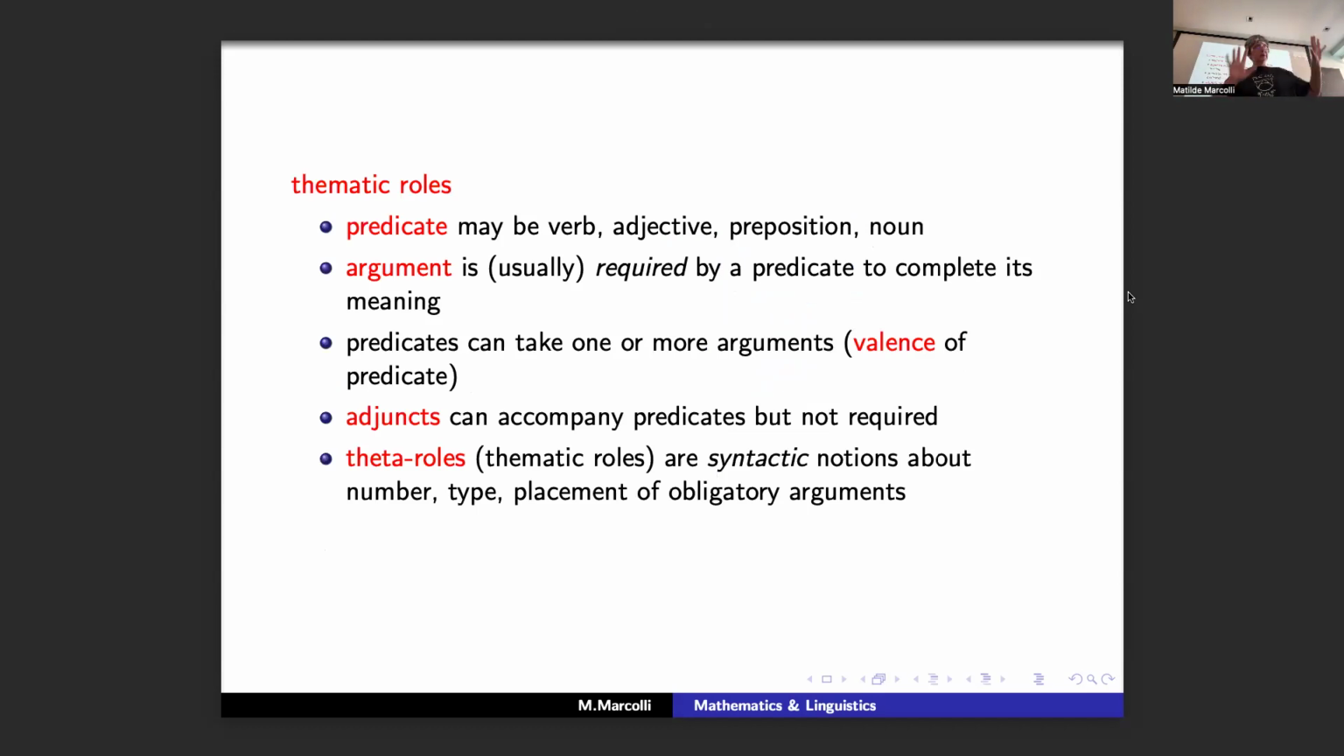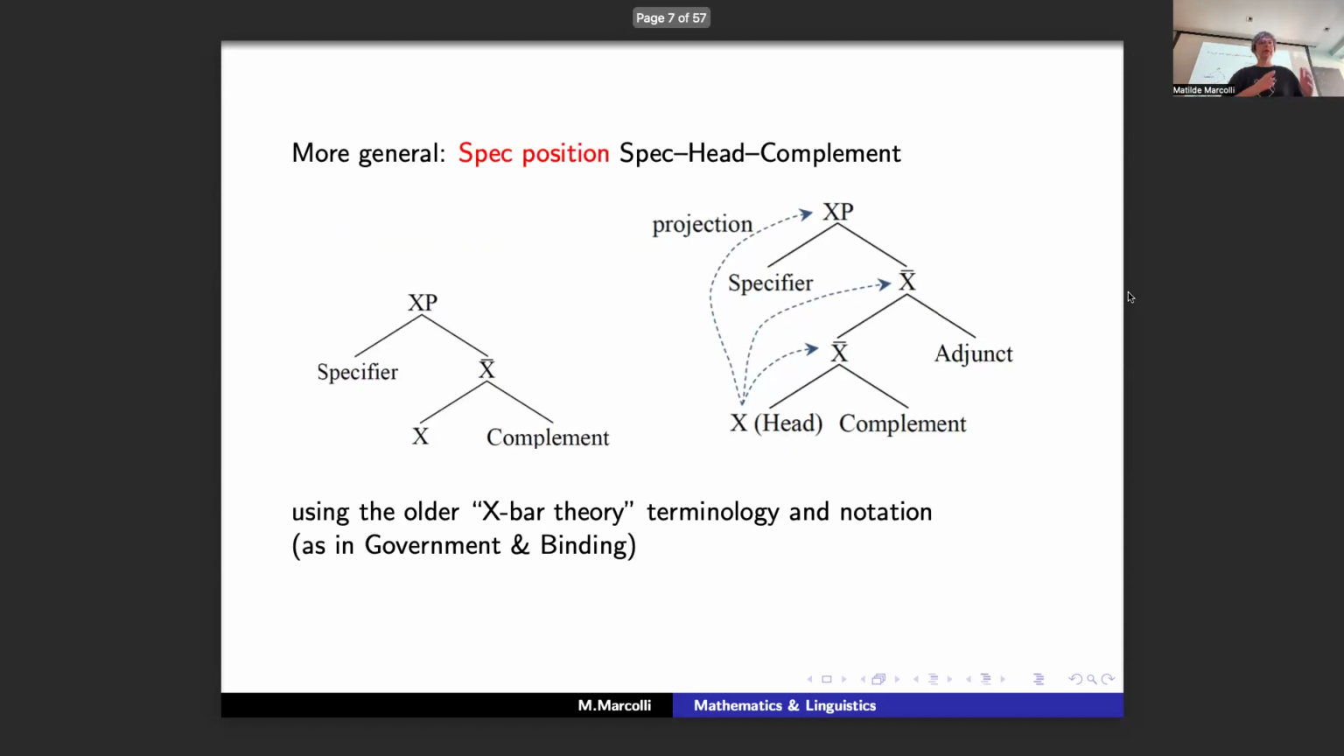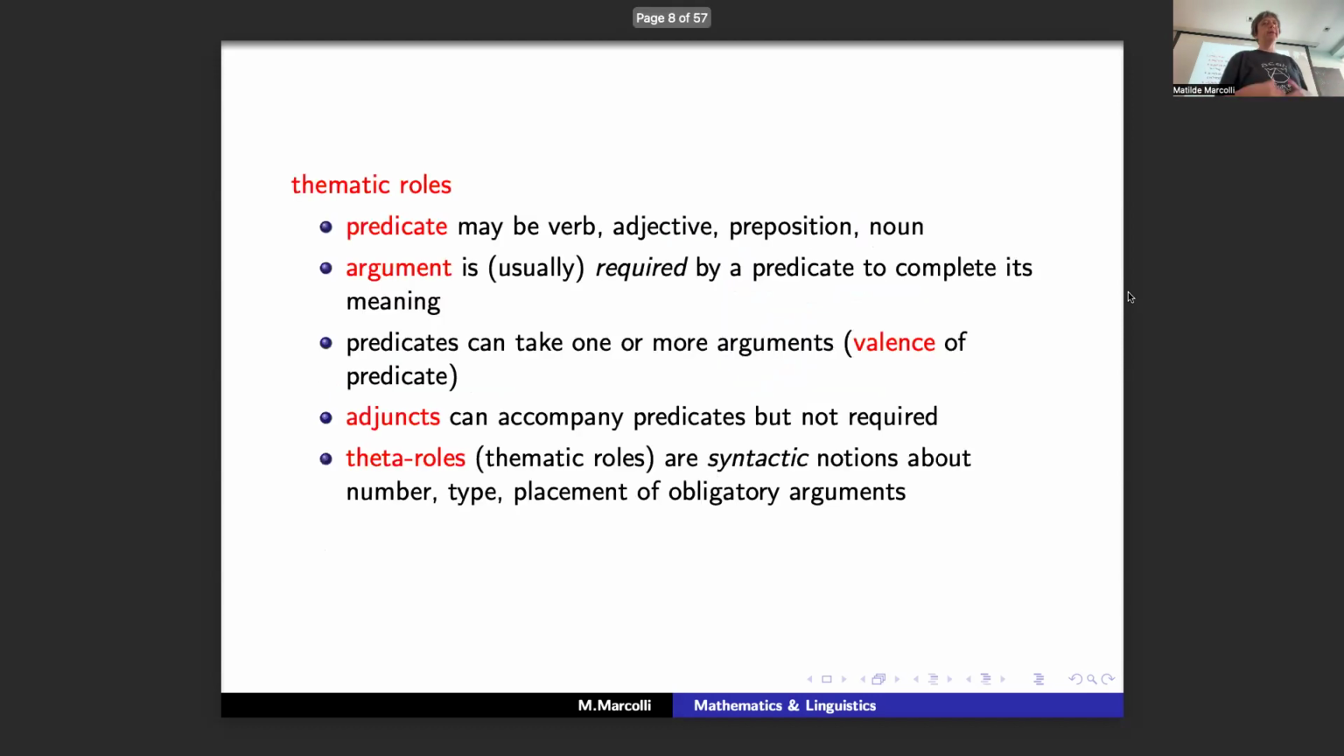These are just about the structure, but theta roles are something a little more specific. Here you just say there's a head, a complement, and a specifier that form the structure of your phrase, to which you can add modifiers. But basically this is the essential part of the structure of a phrase. Now you can be more specific about how these are combined together, and this is done more specifically by this idea of thematic roles.